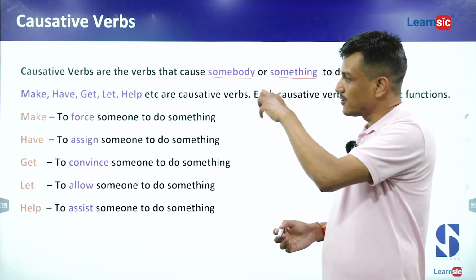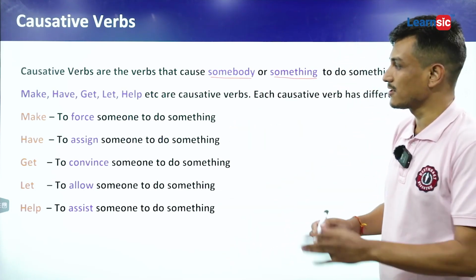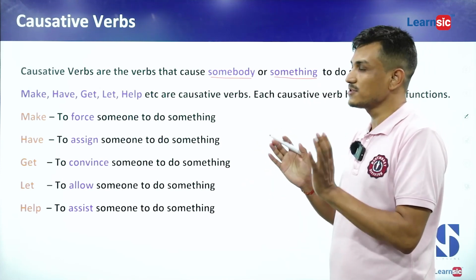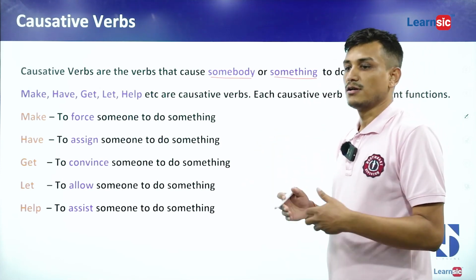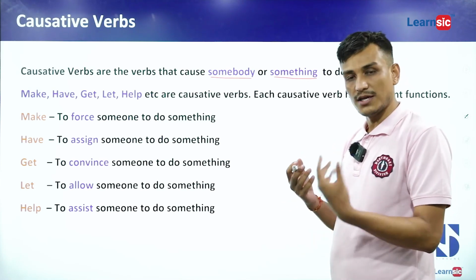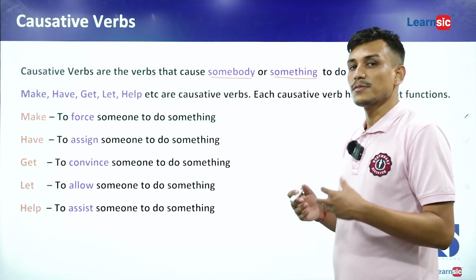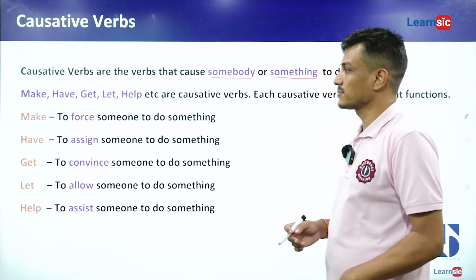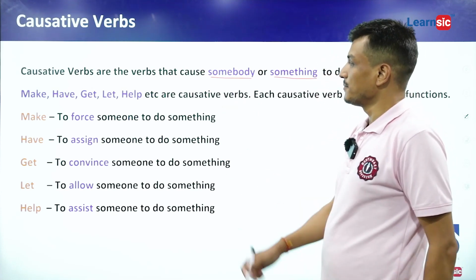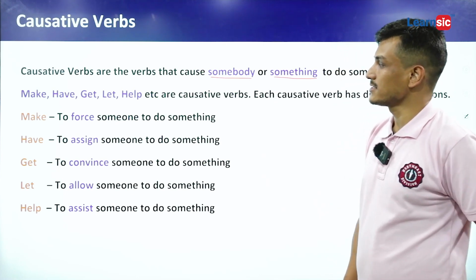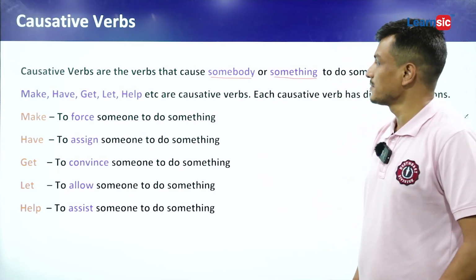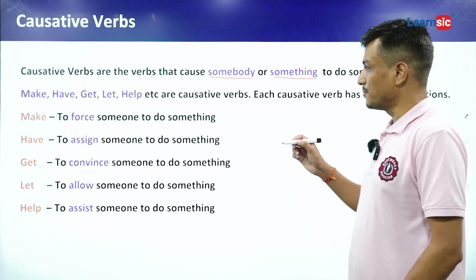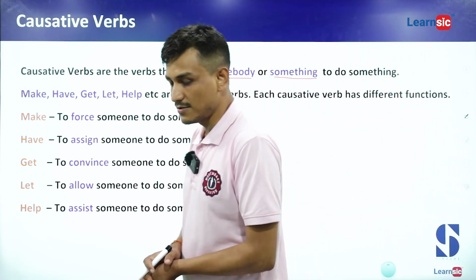These verbs may have two roles. Sometimes these verbs are used as action verbs, main verbs in a sentence, but sometimes the very verbs are used as causative verbs. What are they? Make, have, get, let, help. These are the causative verbs. These verbs may have five different forms.